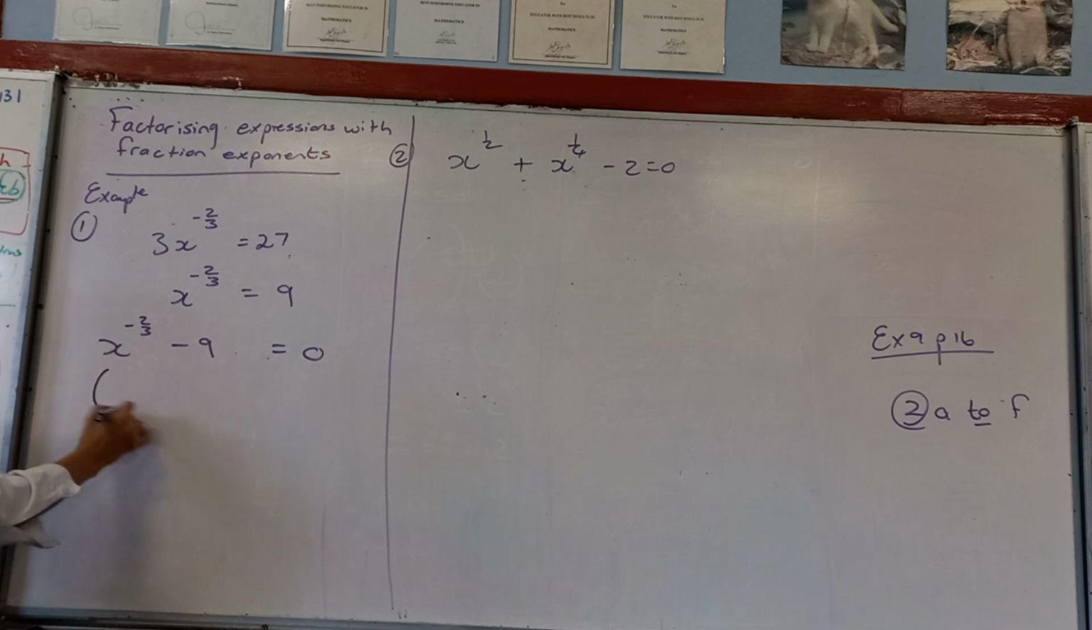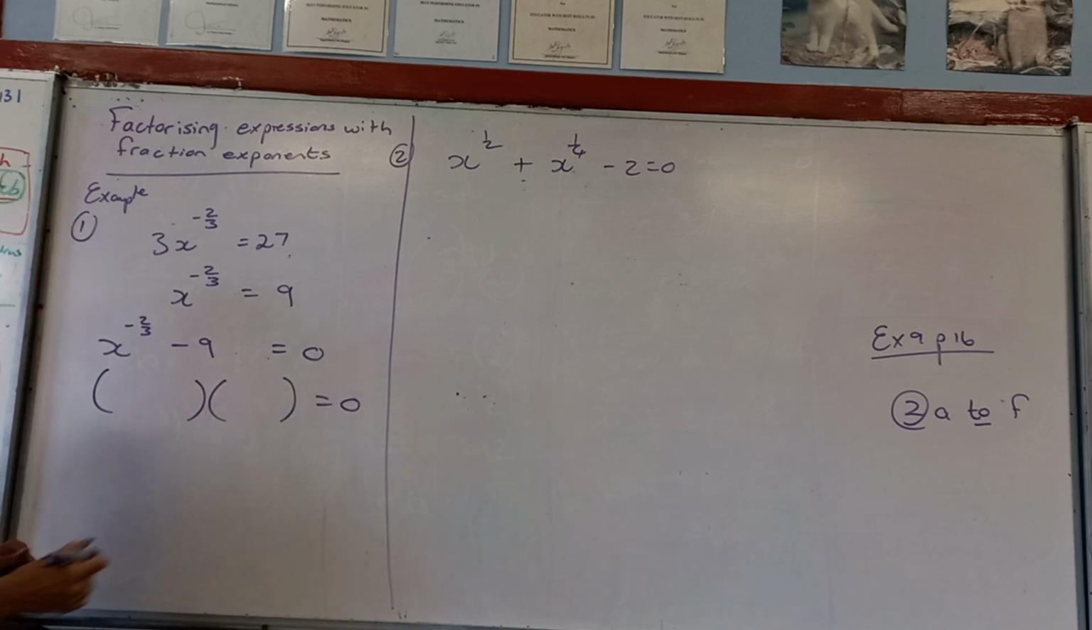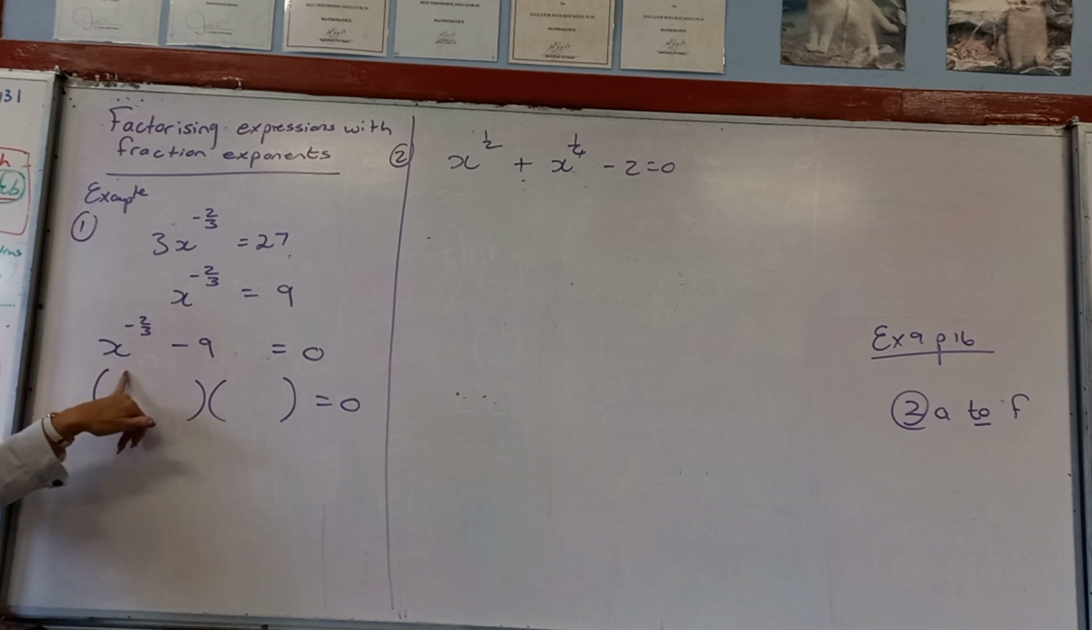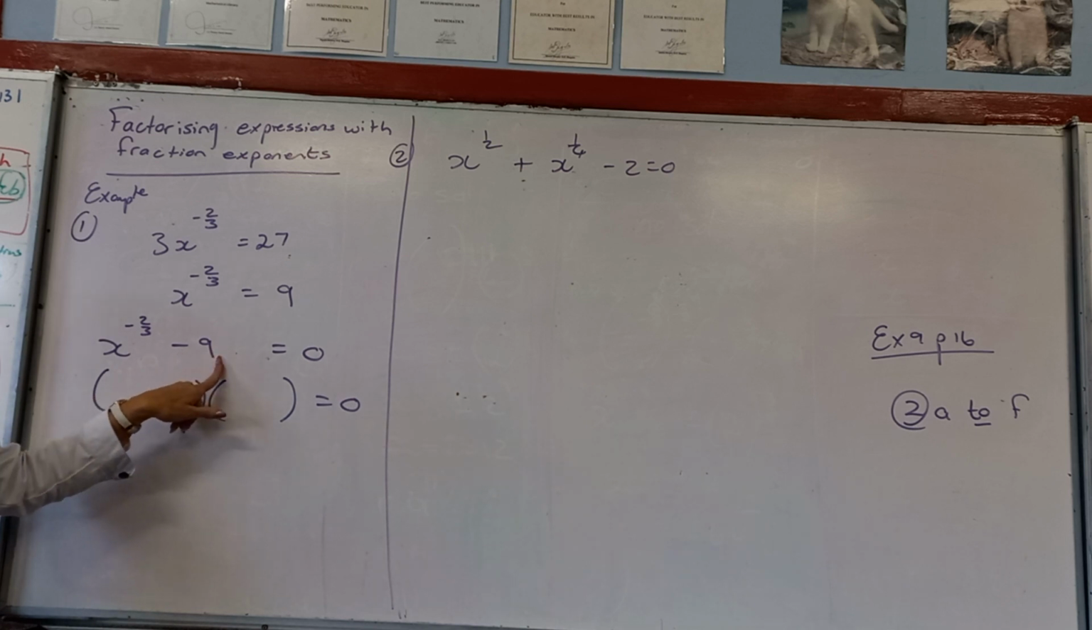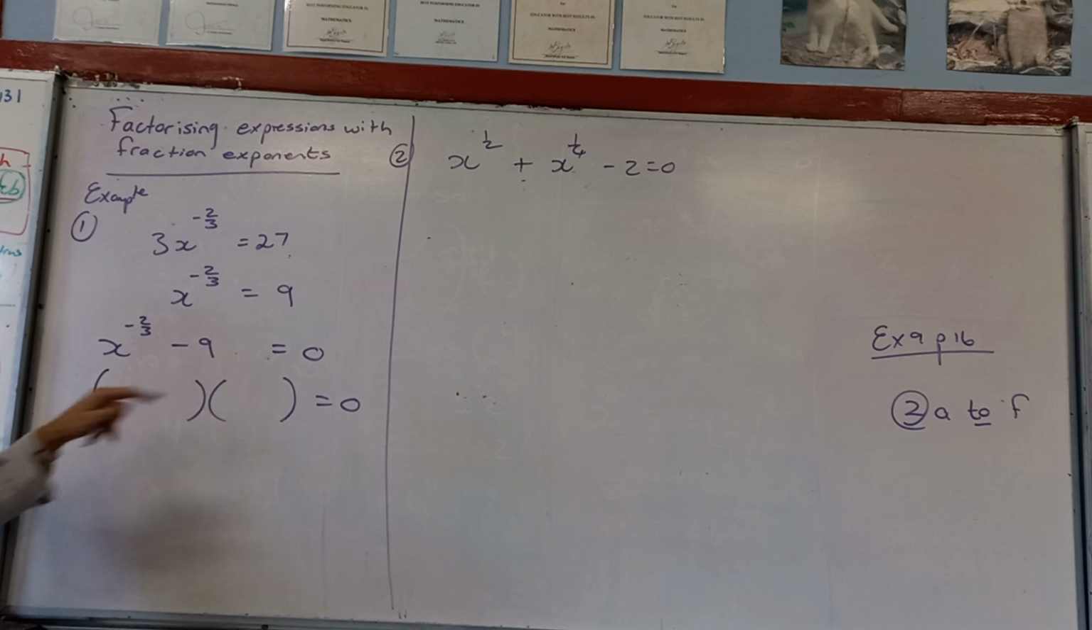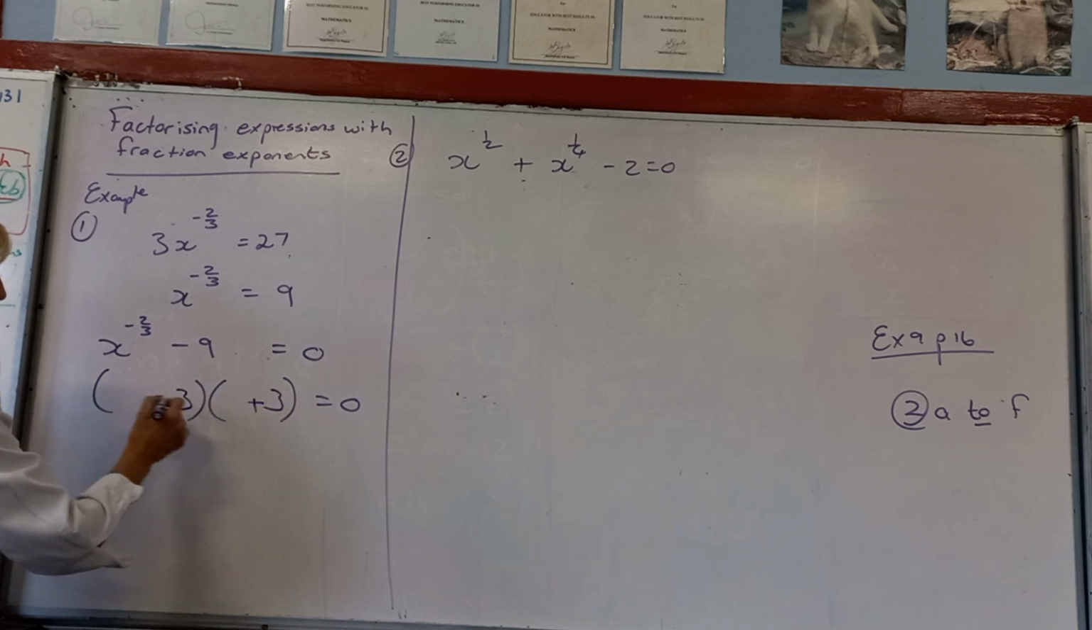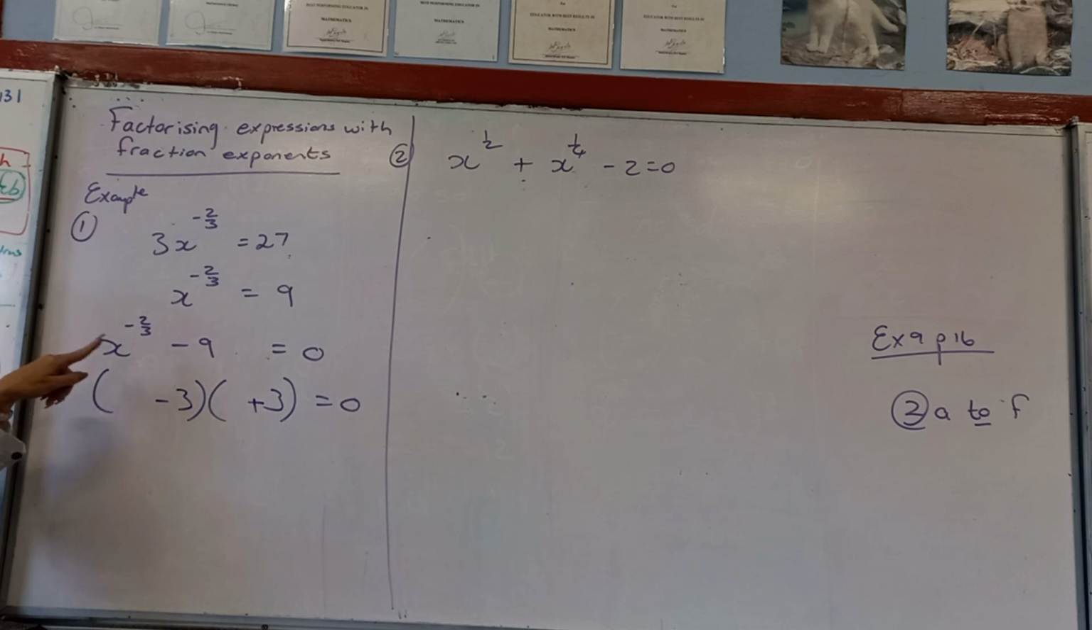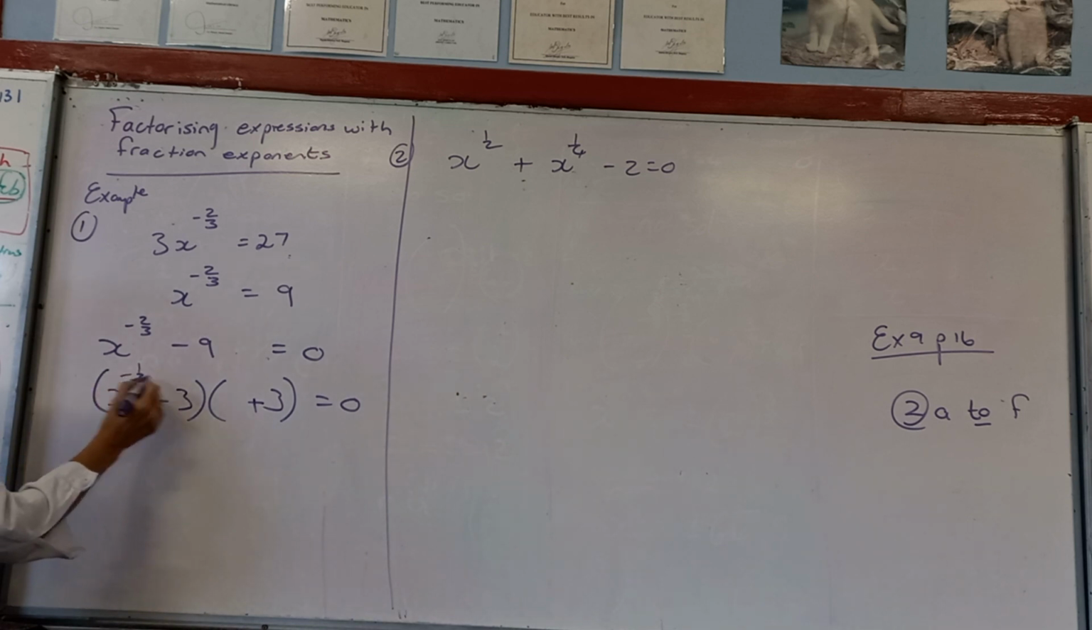Right? So we've got what type of factorizing? It's difference of squares. Right? Difference of squares. Let's talk the math language correctly. This is the difference of squares. 9 is no problem to see it's the difference of squares. 3 times 3, plus and a minus. But what times itself will give me x to the power of negative 2, 3? Negative 1 over 3 and negative 1 over 3.